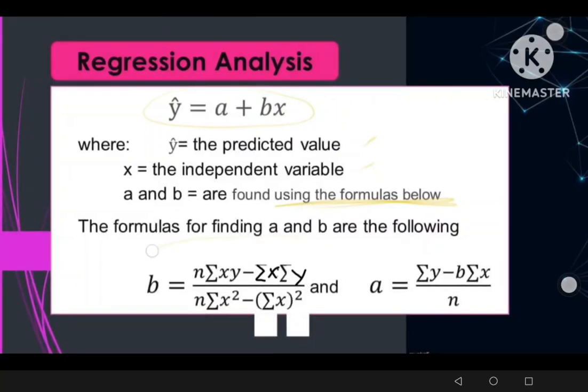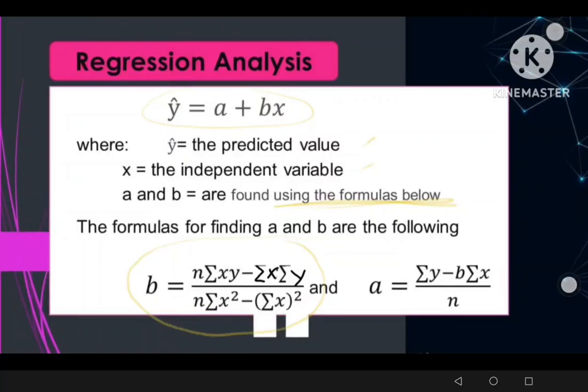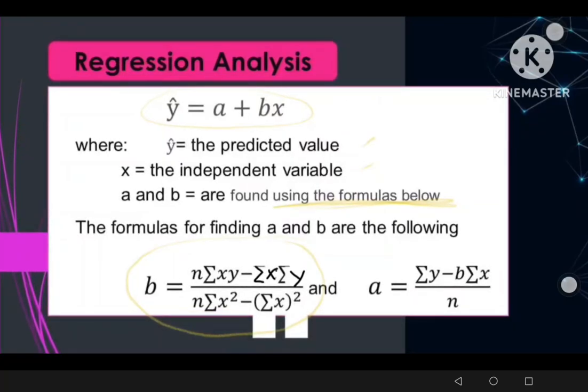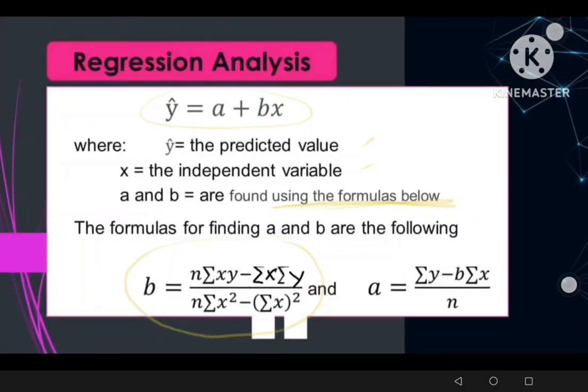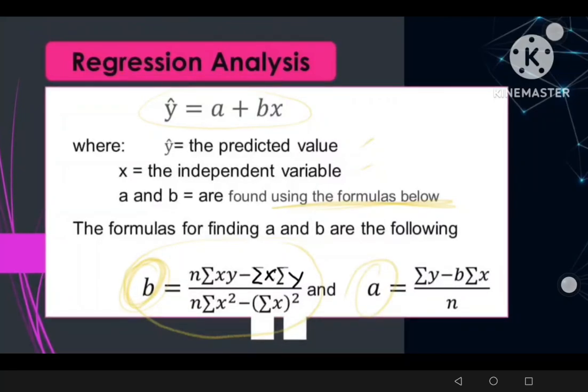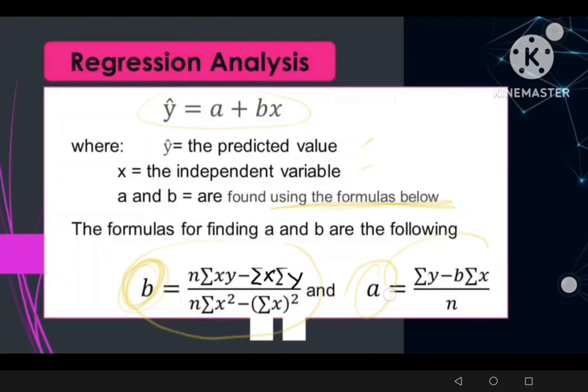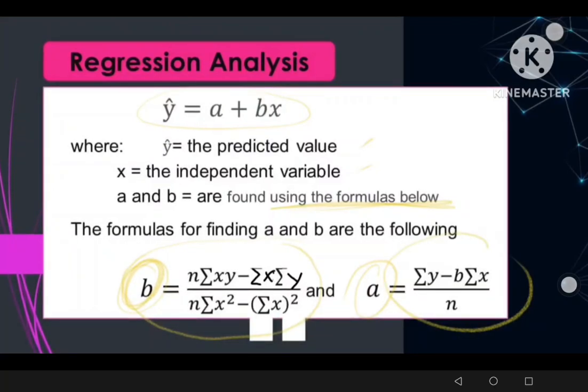This is the formula for b: n times the summation of x times y, minus the summation of x times the summation of y, all over n times the summation of x squared, minus the summation of x to the power of 2. That's the formula for our b. The formula for a is the summation of y minus b times the summation of x, all over n. We're going to remember that one when it comes to regression analysis.